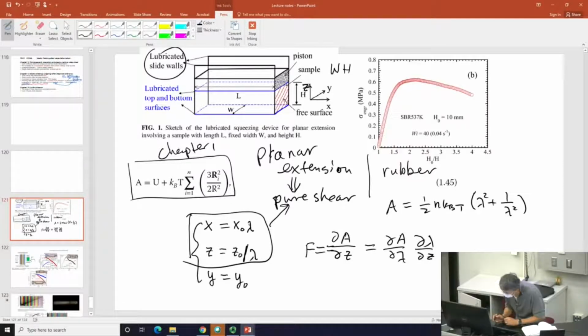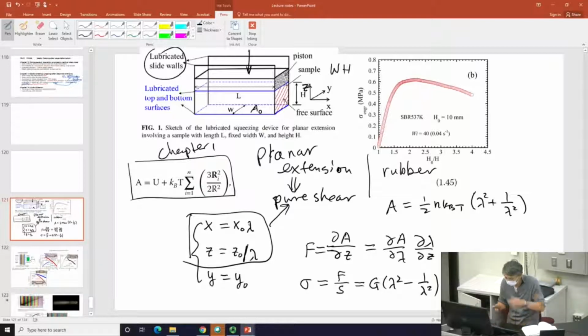Okay? So it turns out when you have true stress, true pressure, which is F divided by, whatever. So you see, you have a transducer, so you can measure how much force, and this area is always fixed as A0. So you have, in that limit, you could find your true stress. Okay? And you find that true stress is G (lambda squared - 1/lambda squared). Okay? And so that's for compression.